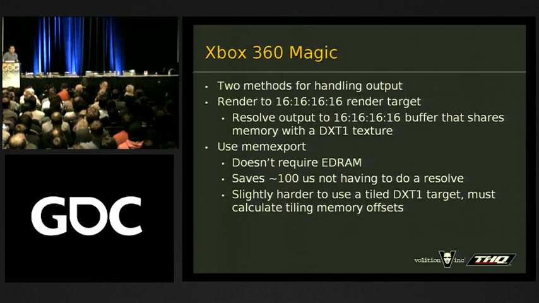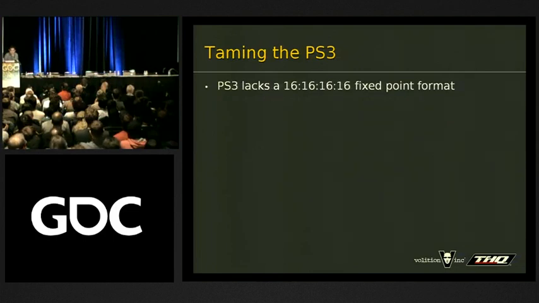The second thing that was a major benefit to us is that it saved us about 100 microseconds in the process. Having to do the compression followed by a resolve, you have to do the resolve after your compression. By writing out while you're doing it, you're essentially parallelizing those two things. Using memexport, it is slightly harder to use a tiled or a standard DXT1 texture. We wound up going with DXT1 linear textures across the board, although you can do the tiling calculations in your shader if you would like. And if anybody's interested in that, you can speak with me afterwards.